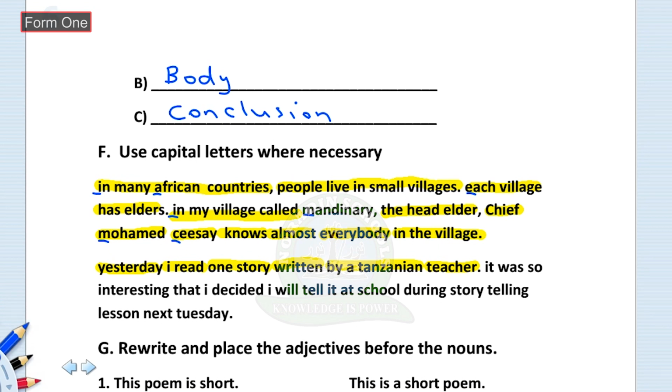The letter Y should be capitalized. I is the proper noun, and it should be capitalized in any place of the sentence it is in. Tanzanian is a proper adjective. So the T should be capitalized. Tanzanian teacher.